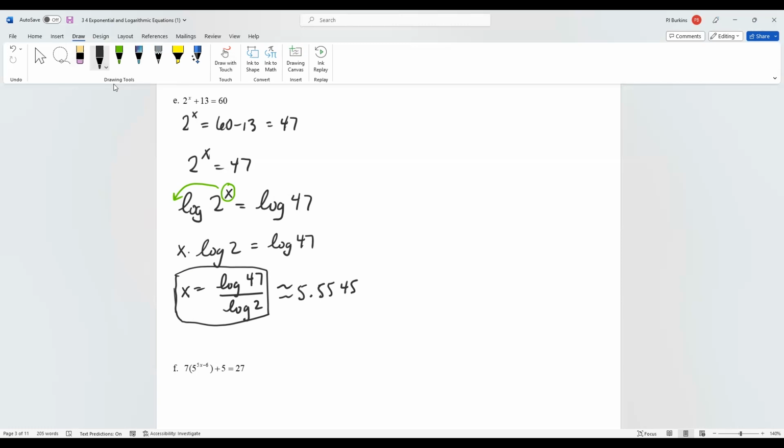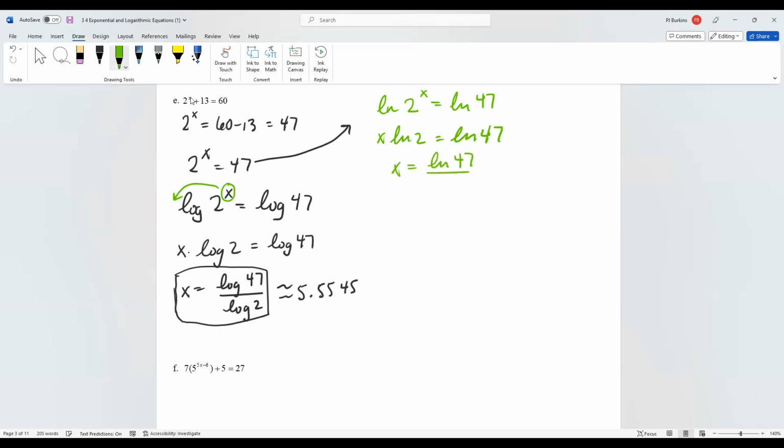Well, I don't have to use log base 10. I can use, say, a natural log, right? And the reason we use log and natural log is they're both very common, and also because, as you'll notice, they have their own buttons on the calculator. So back at this step, we could have instead taken the natural log of both sides. Same thing, we can bring the x down in front. And then to get x by itself, we would divide by the natural log of 2 to the other side.